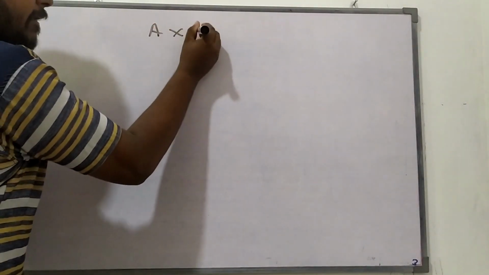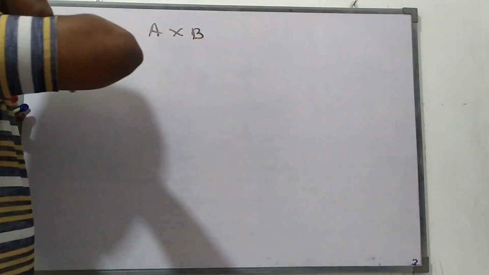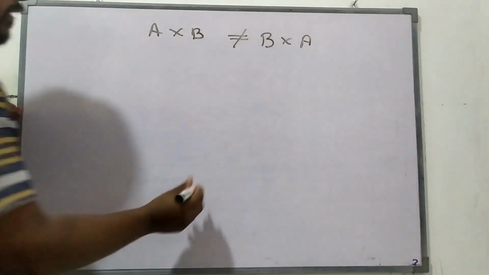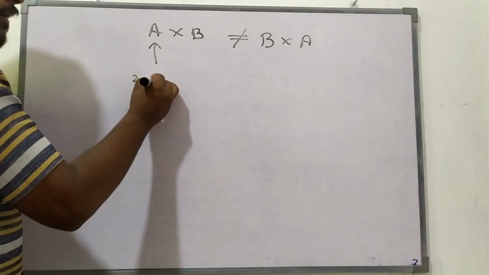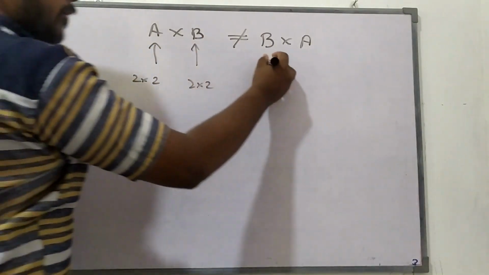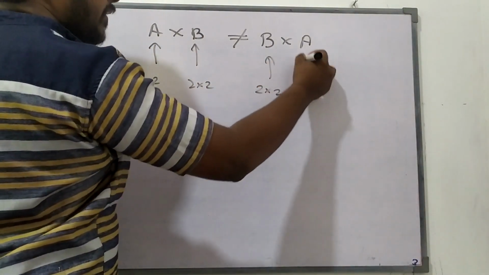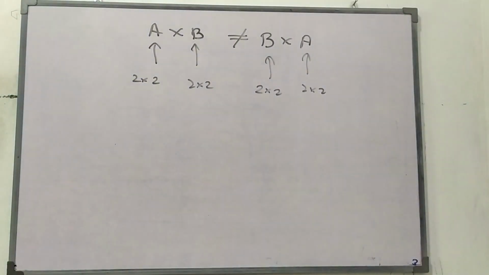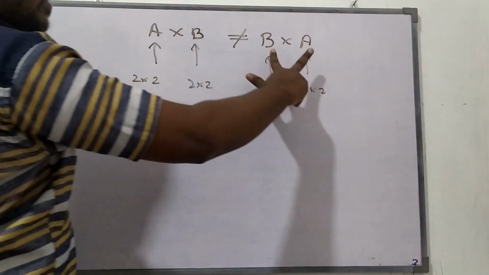And one more important thing to share with you. Assume you are multiplying A by B. It's not equal to B by A. Assume it's 2 by 2, 2 by 2. These are not equal. If the order is equal, it can be equal, but the order of the multiplication way, A into B is not equal to B into A.